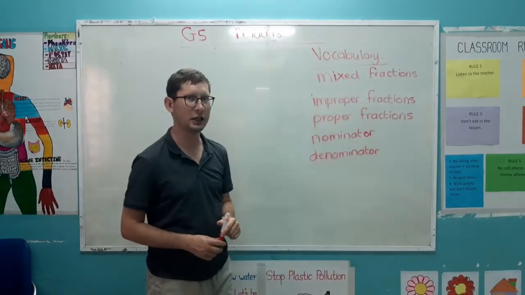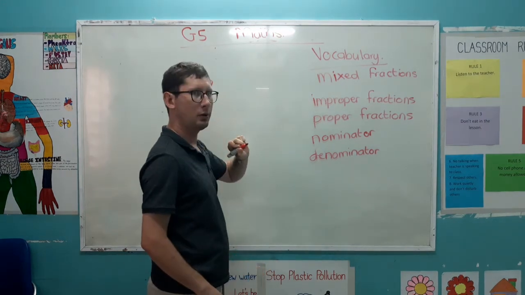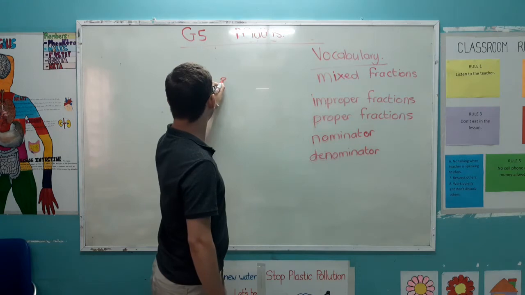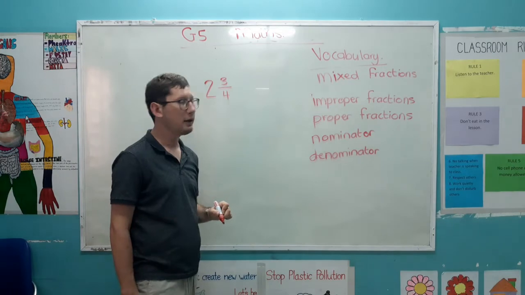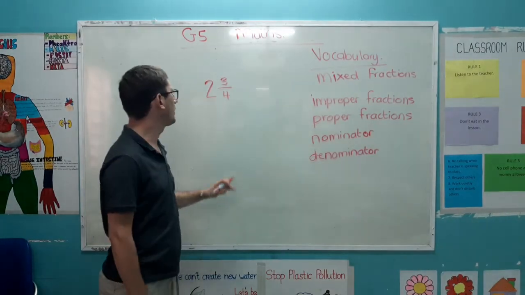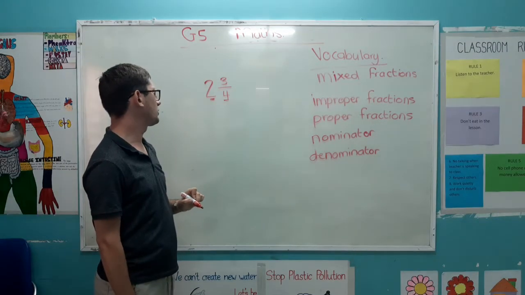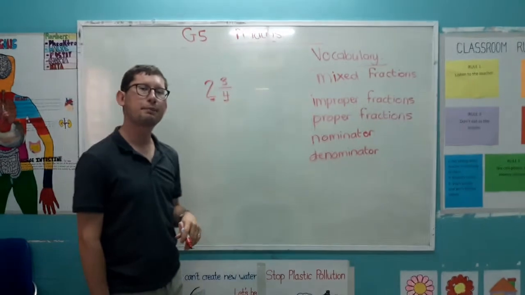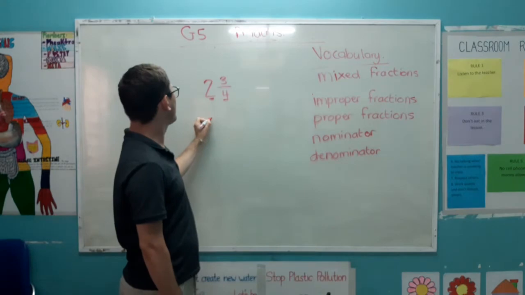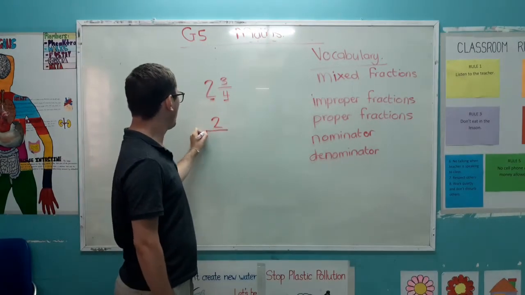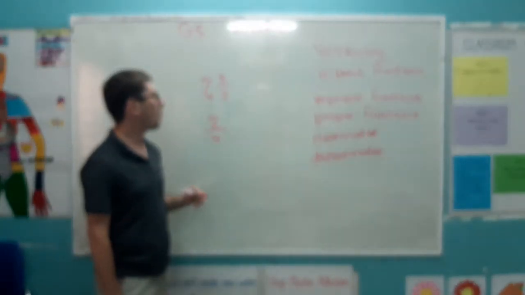A mixed fraction, normally you have one whole number with a proper fraction. Okay, this is normally a mixed fraction. So you have one whole number with a proper fraction. Okay, what is a proper fraction? A proper fraction is normally where the numerator is smaller than the denominator. Okay, that would be your proper fraction.